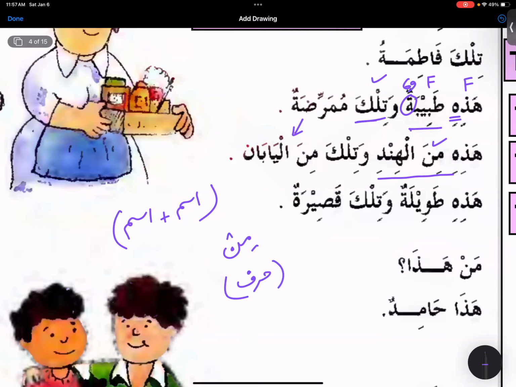Sister, I have a question. If we write hazihi min al-Hindi wa tilka min al-Yabani, and I write she is from India and tilka, where should I write that? Again, she. If you are saying she over here, then again she, but in brackets you should say this and that. You can also say hiya min al-Hindi and then hiya min al-Yabani, right? But the point over here is that we are talking about pointers, Ismul Ishara.